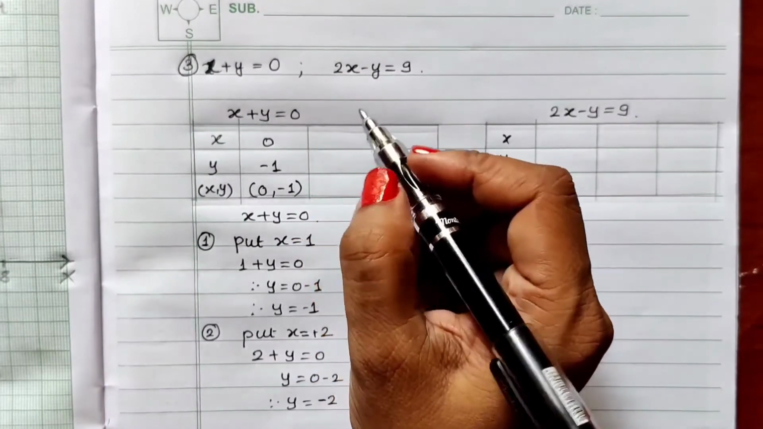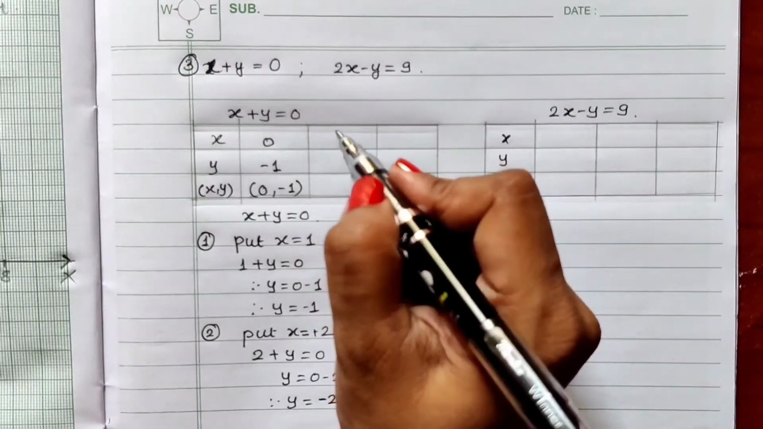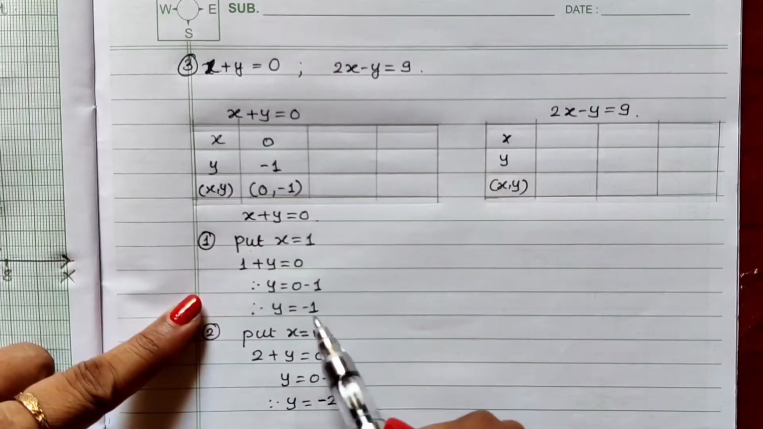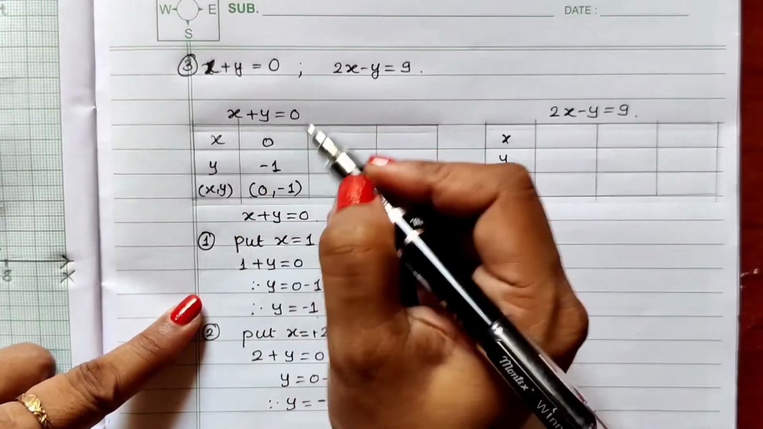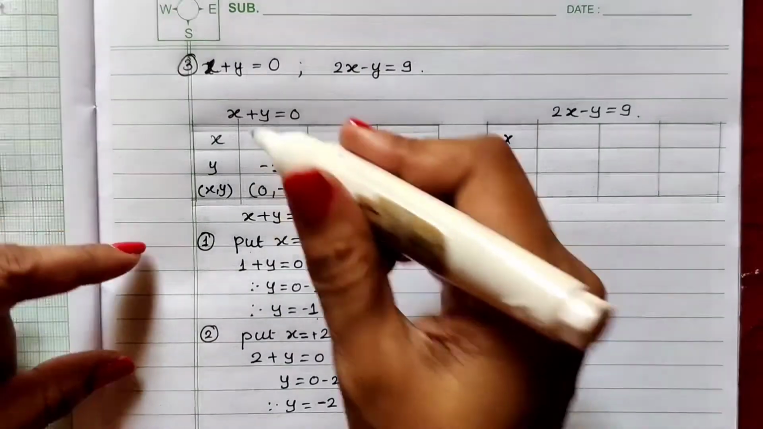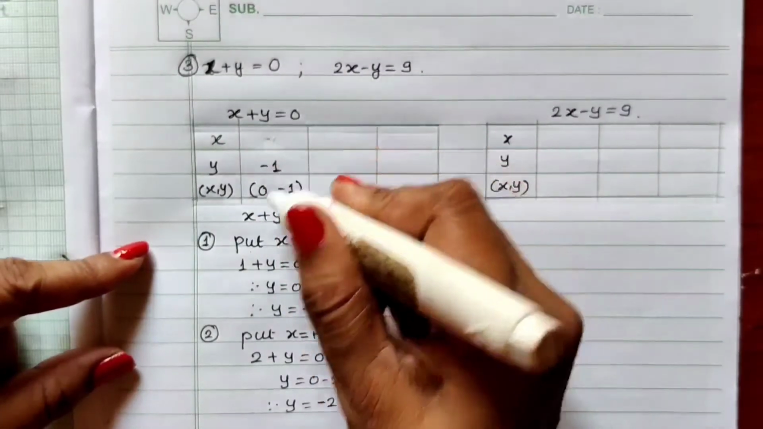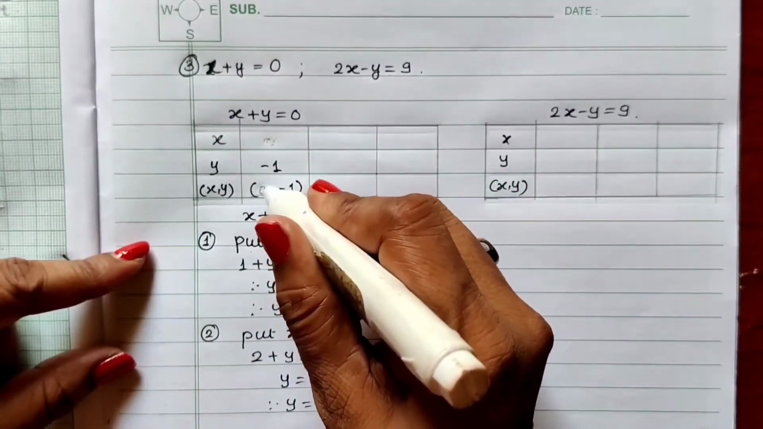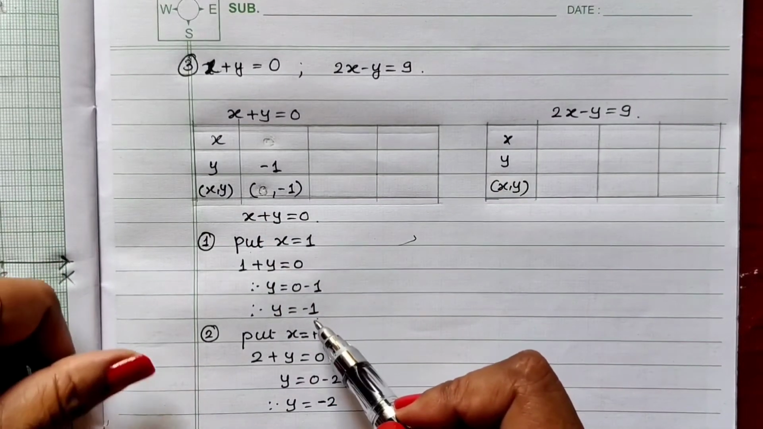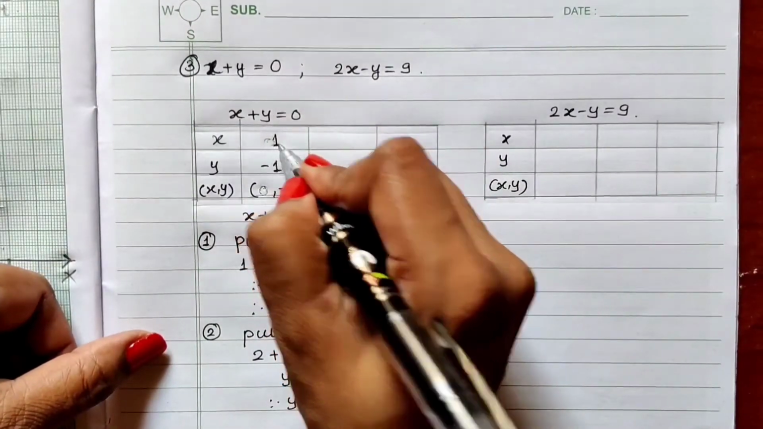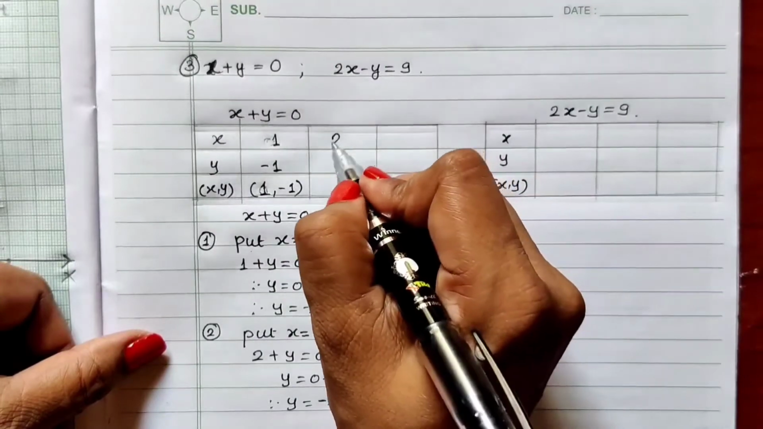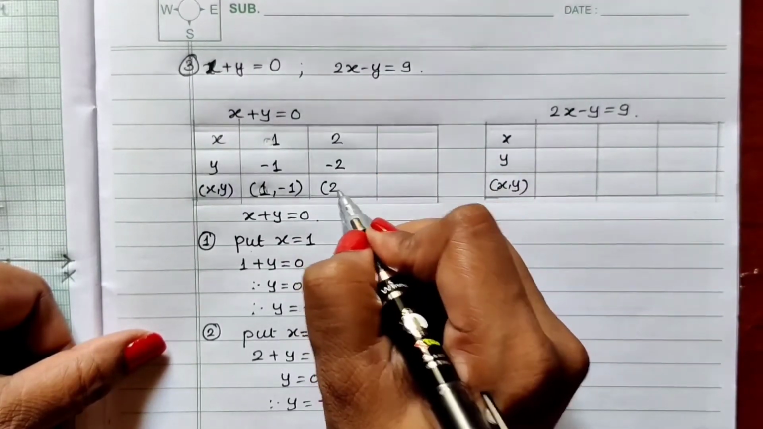So again, here what I did, x is equal to 1, y is minus 1. Okay, let me do the correction here. I have taken x is equal to 1. We have got y is equal to minus 1. So here 1, 1 minus 1. Now plus 2 minus 2.